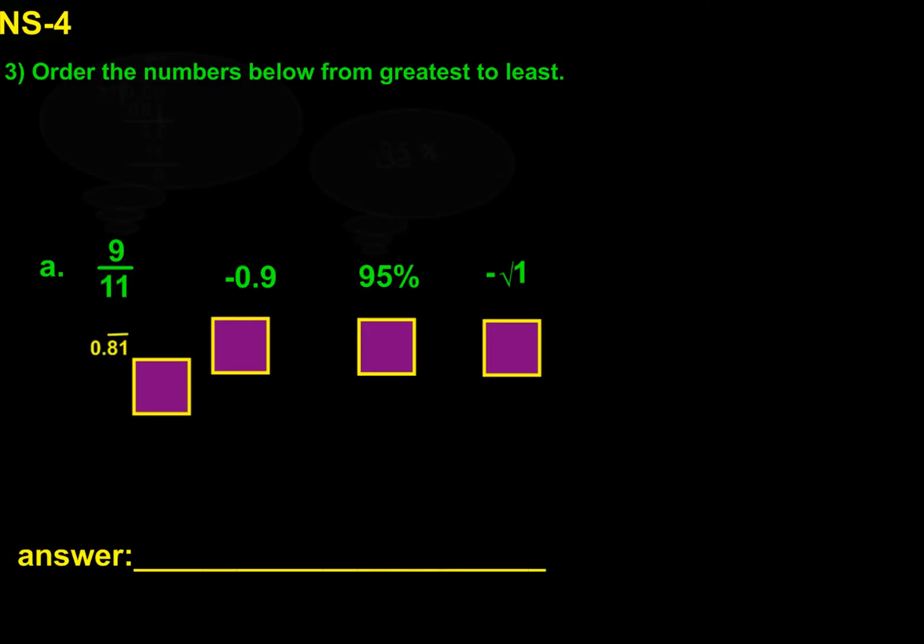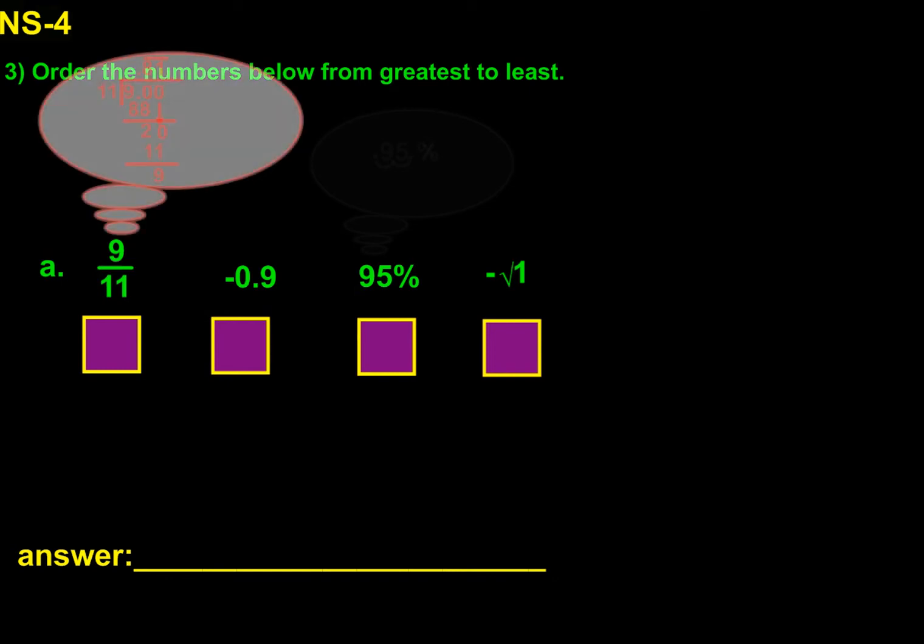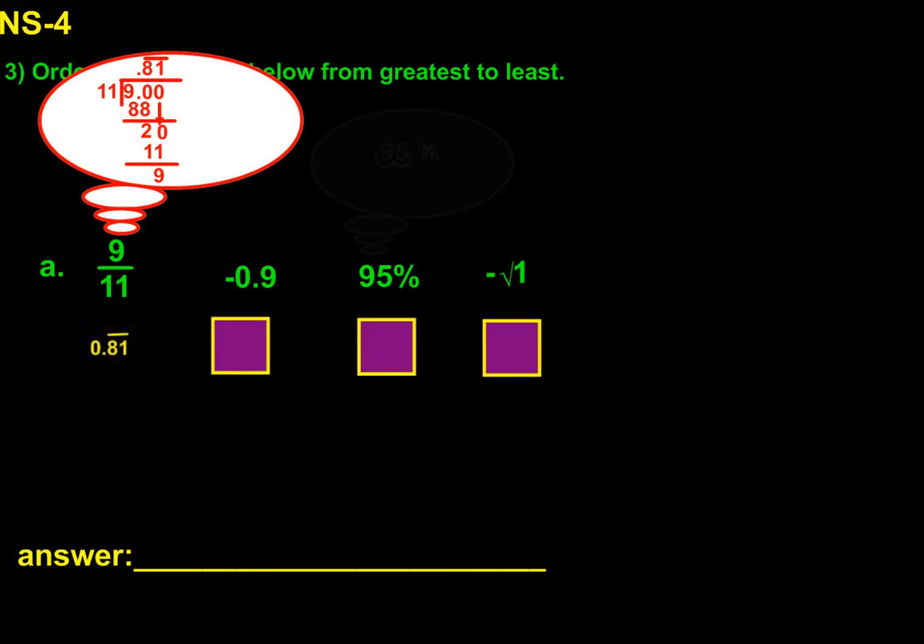Now we're going to take a look at 3A, and we're asked to order the numbers from greatest to least. And so again, the key here to be able to compare these things is to turn them all into decimals. So we set up as a division problem. 11 goes into 9. 0.81 is the answer when you work it out, and it's 0.81 repeating. And so that's the value as a decimal for this. Negative 0.9 is already a decimal.